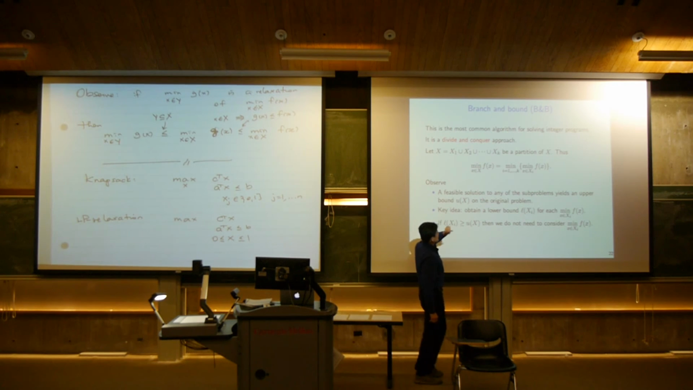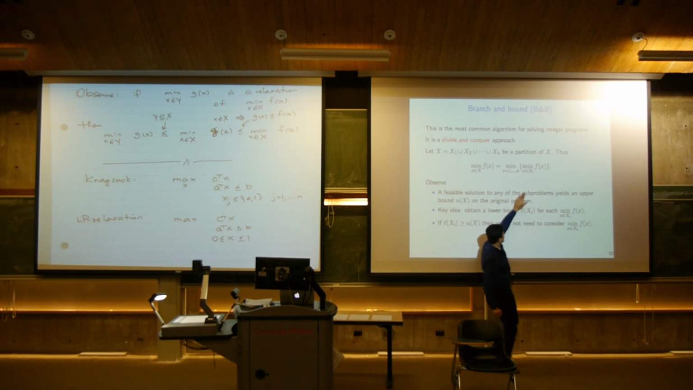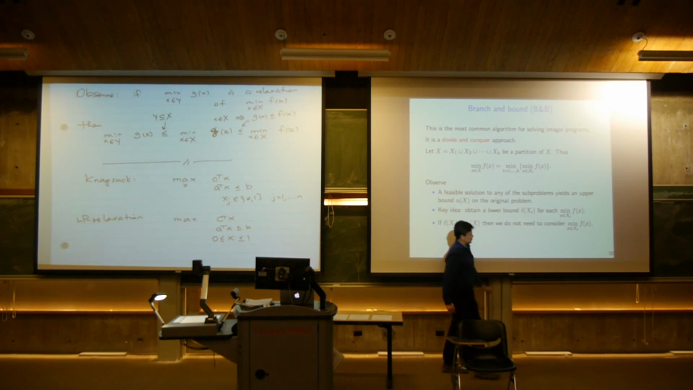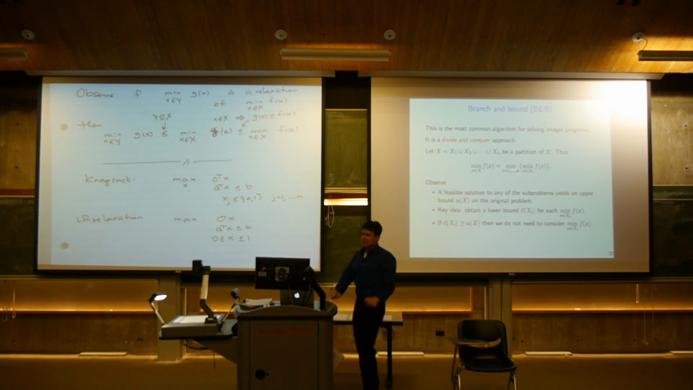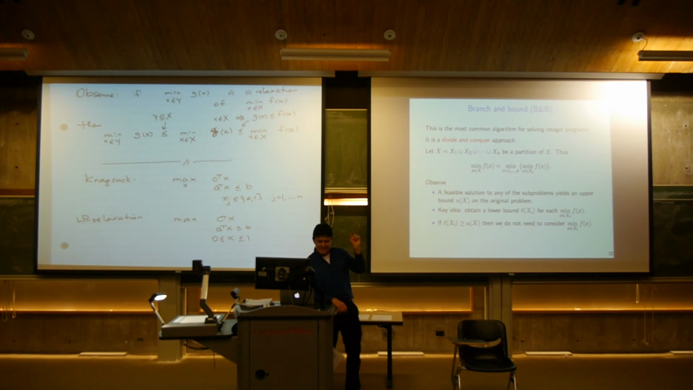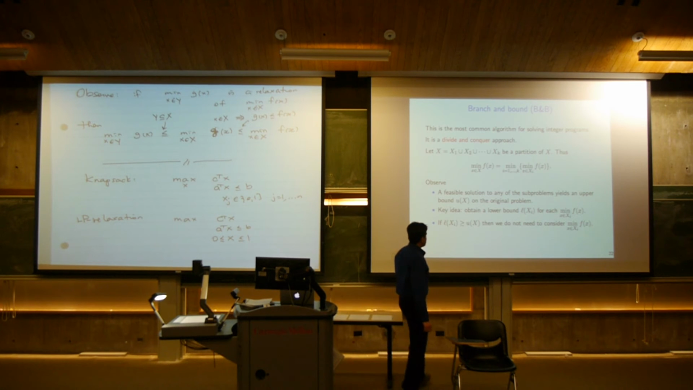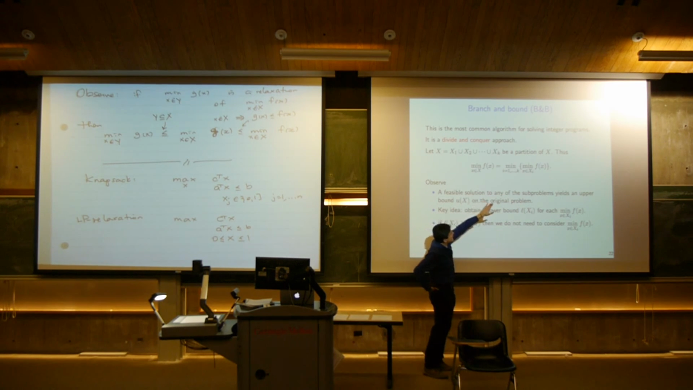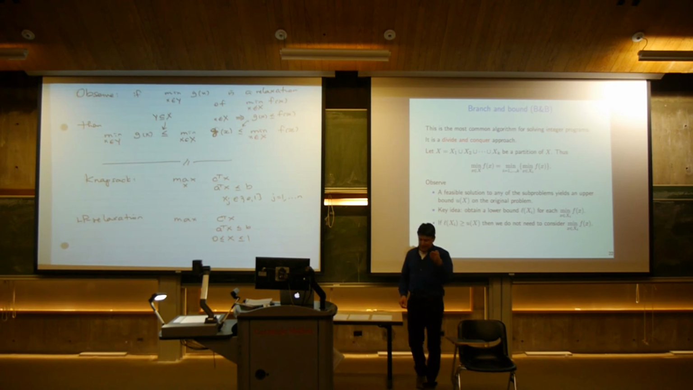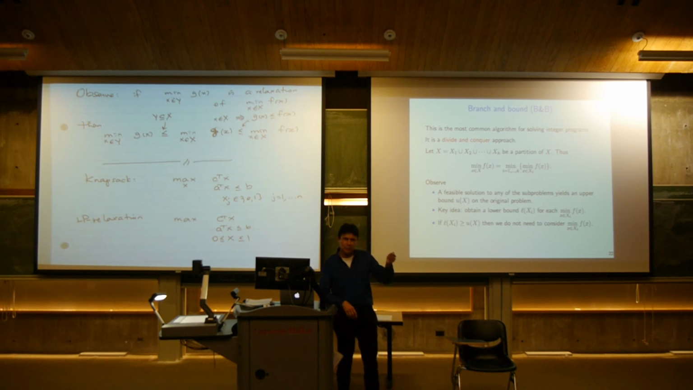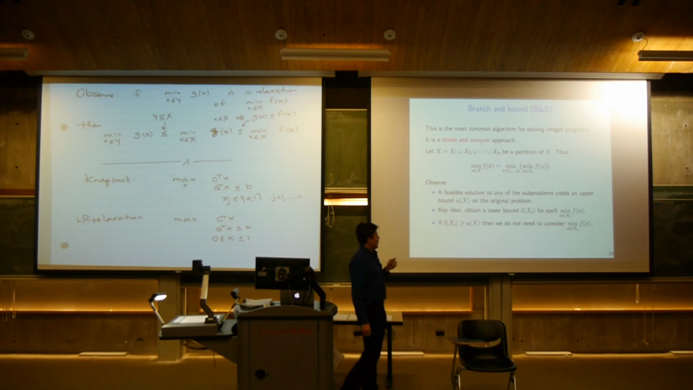So here's the deal. If we partition the domain of the original problem, and we actually solve each one of the subproblems, then we just have to take the best one. Now, suppose that we don't necessarily solve all of them, but we get a feasible solution to any of them. That would also be a feasible solution to the original problem, and therefore we get an upper bound.